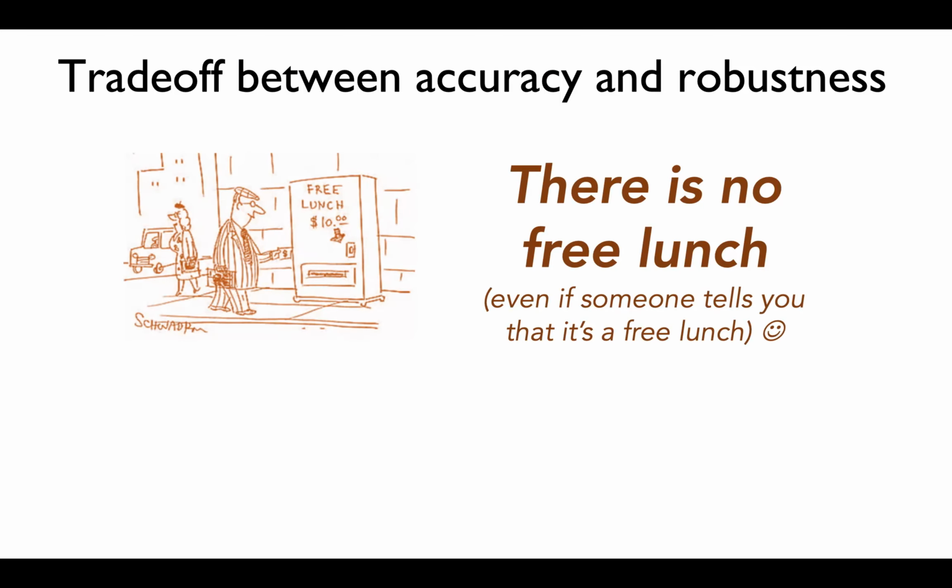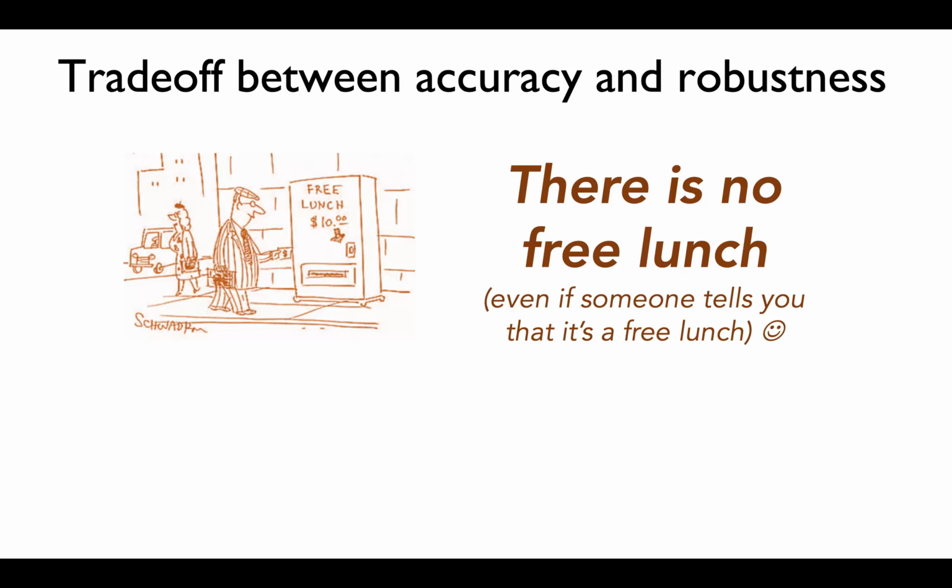The other thing is, it may be that there is a trade-off between accuracy and robustness. In this humorous cartoon, you see a person who is going to get a free lunch, but the person is asked to pay for the free lunch. There is a famous adage saying that there is no free lunch. Even if someone says, as it is written in the cartoon, that this is a free lunch, there is hardly something known as a free lunch in the real world. You have to pay for something that you want to get.